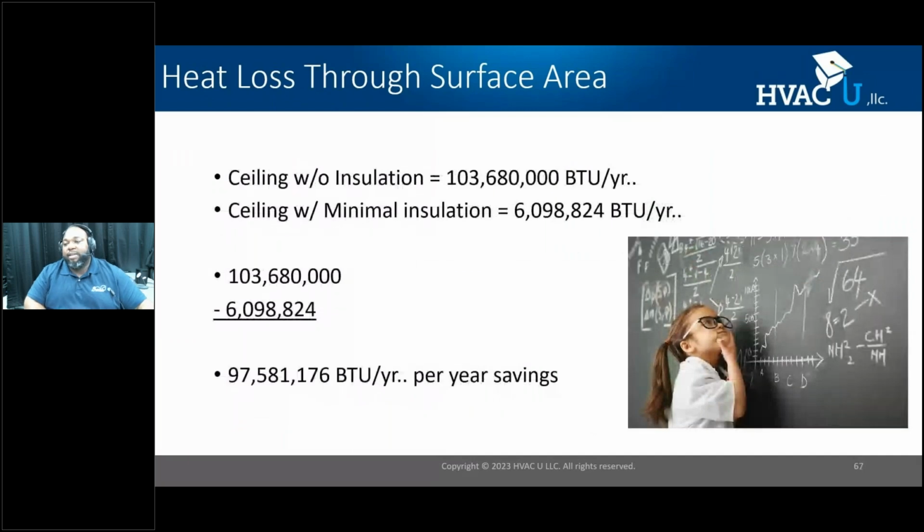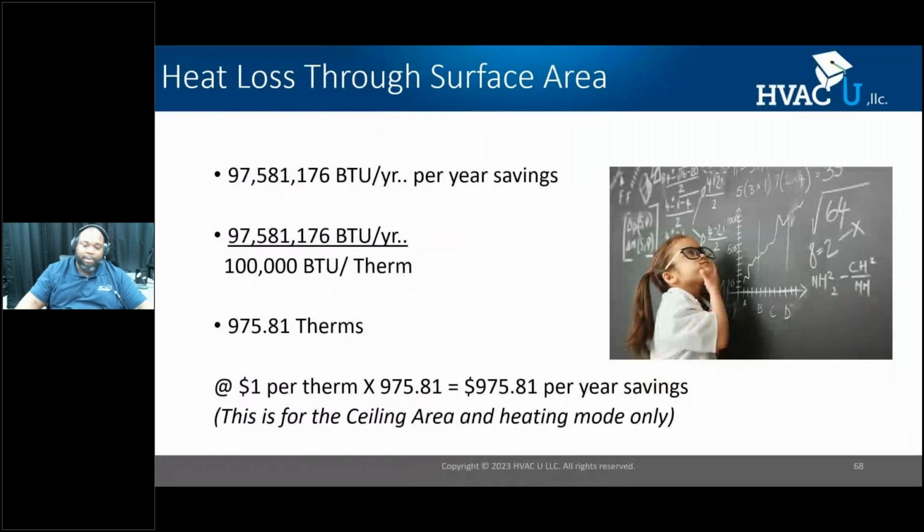All right, let's talk about the ceiling. We went from 103 million down to 6 million with a 97 million annual savings in BTUs. Okay, we crunch the numbers by having attic insulation for that home or business. You're looking at almost $1,000 a year in savings, and that's the ceiling BTU consumption only in heating mode. We haven't even talked about cooling mode.